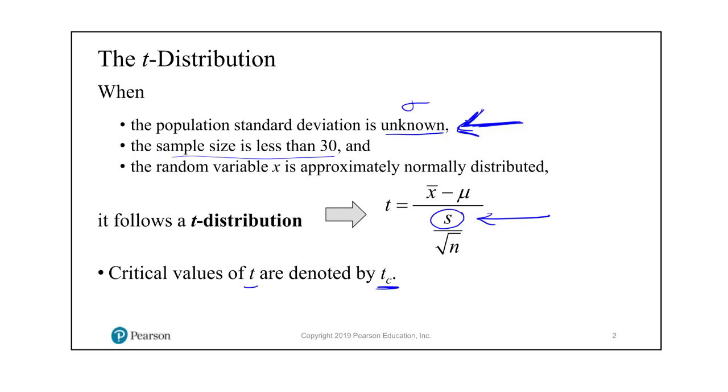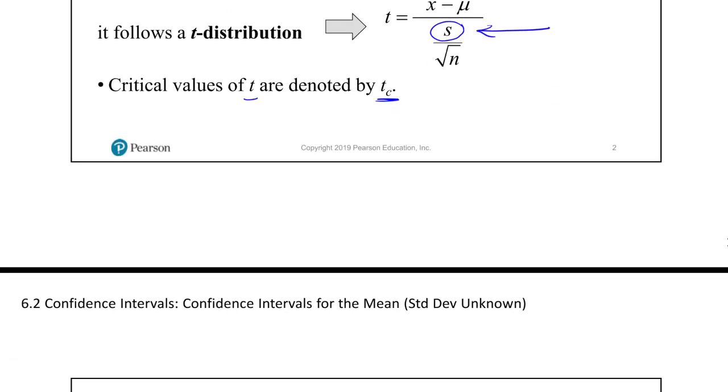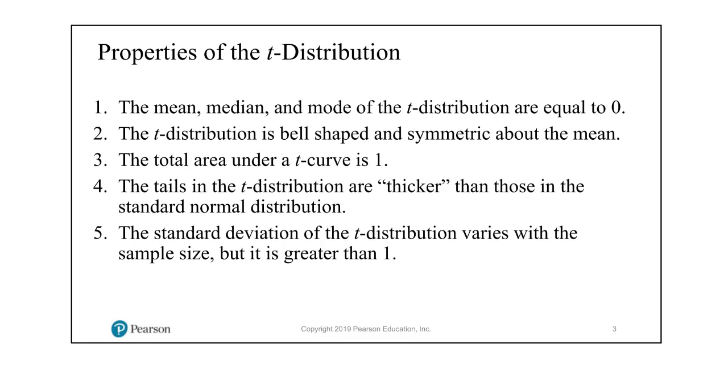Let's go a little further in looking at the t distribution. So what are some properties? Well, the mean, median, mode of the t distribution are all equal to 0. That's just like the normal distribution. The t distribution is bell-shaped and symmetric about the mean. That's also just about like the normal. Total area under a t-curve is 1. That's like the normal.